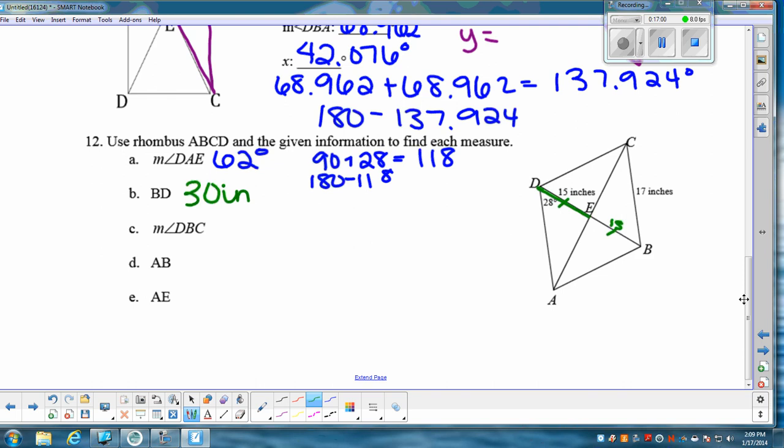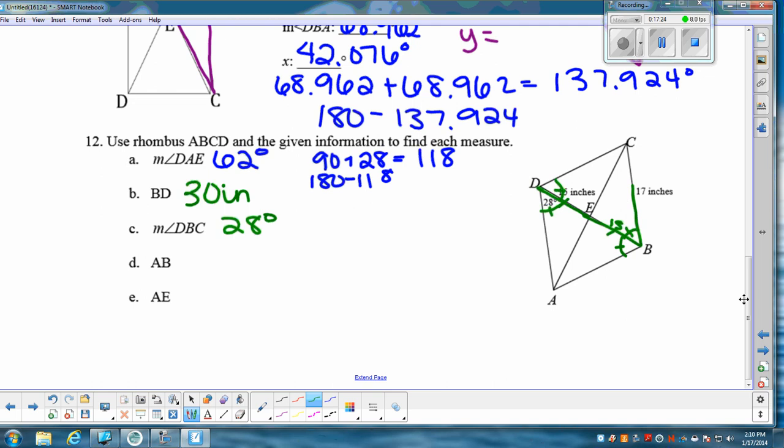Then we get to part C, angle DBC. If we think back to our original markings, all of our opposite angles were bisected, which means that angle DBC is congruent to the half of the one opposite that angle. So DBC is 28 degrees.